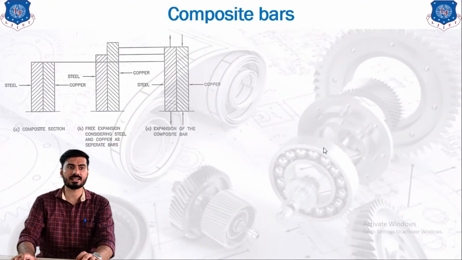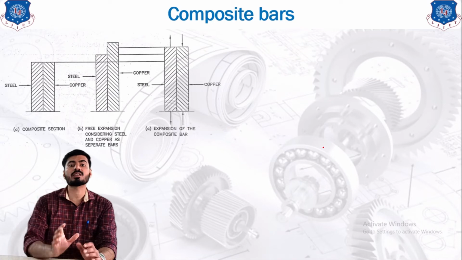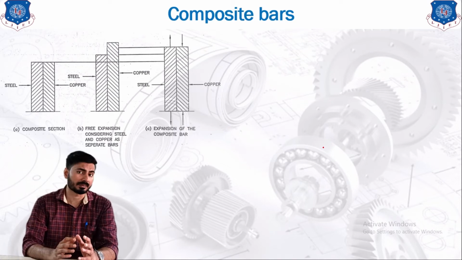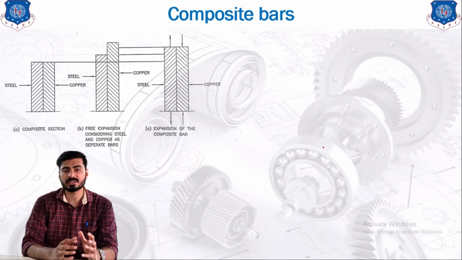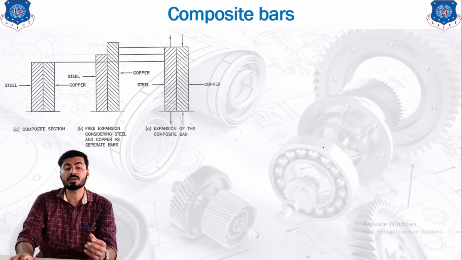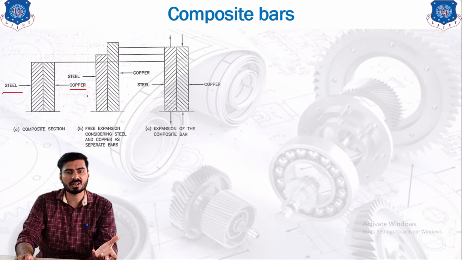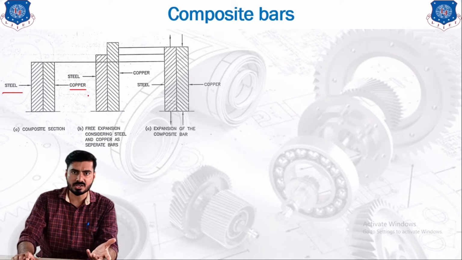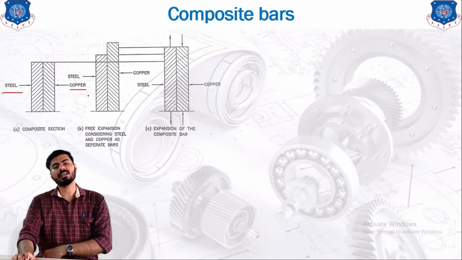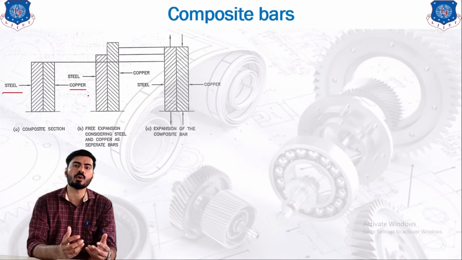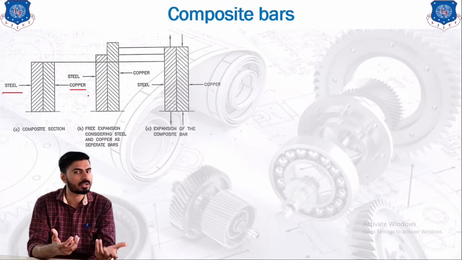The first slide is nothing but the basic concept to solve the composite bar. On your screen, you can see that the composite bar is made up of two different materials. The first material is shown as the steel material and the second one is the copper material. Now, it is but natural that both the materials are different from each other, and that is why they have their own property to expand according to the temperature difference.